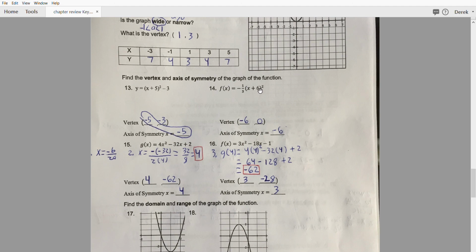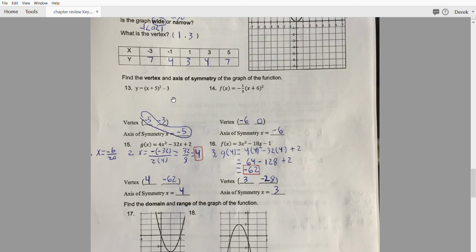This one's a little confusing because there isn't a k, but we see it's x minus h, but since it's x plus 6, that means our h value is actually going to be negative 6. The value for our vertex is going to be negative 6, since this isn't in the proper form, so you have to flip it. So negative 6, we actually don't have a k value here, so that's just going to be 0. And remember, the axis of symmetry is the same as the x value of the vertex.